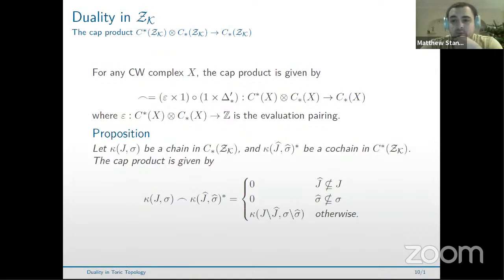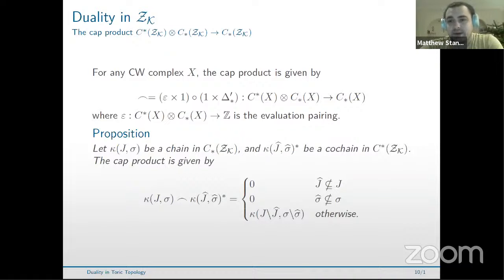Now, we already have our hands on what the diagonal approximation is in the case of the moment angle complex ZK. And using the above, we can actually give an expression of the cap product in ZK. So if we take two generating chains and cochains, which I've denoted by kappa j comma sigma and kappa j hat sigma hat, this is the expression for the cap product.